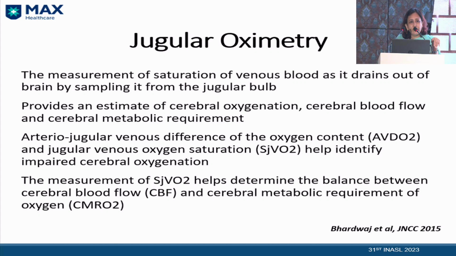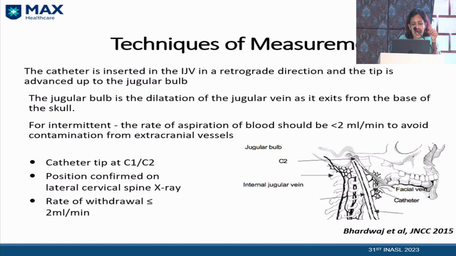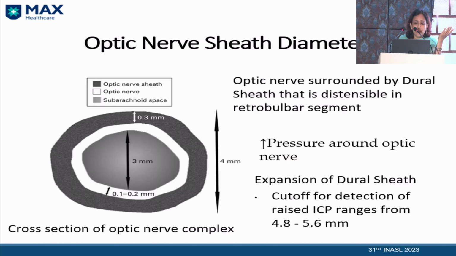So for these kinds of things, there is jugular oximetry, where you put in a catheter through the IJV upwards and you monitor the arteriojugular venous oxygen difference, and you see whether the oxygen consumption is going down. Again, not one of our preferred modalities, but this is something which can be used intermittently for monitoring the course and the direction in which the patient is going.